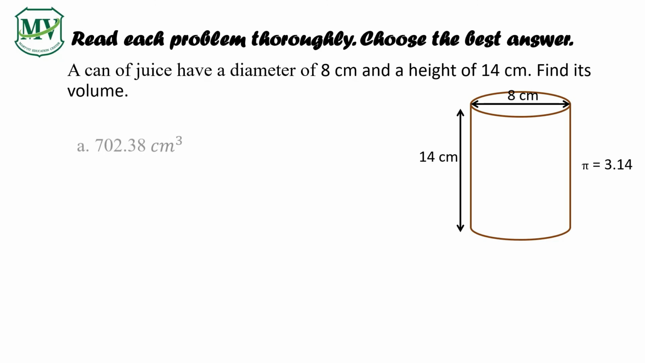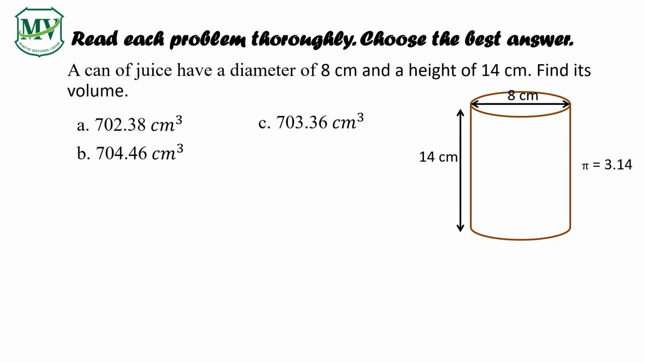So the choices are letter A, 702.38 centimeter raised to 3, letter B, 704.46 centimeter raised to 3, letter C, 703.36 centimeter raised to 3, and letter D, 705.37 centimeter raised to 3. Now let's see the solution.